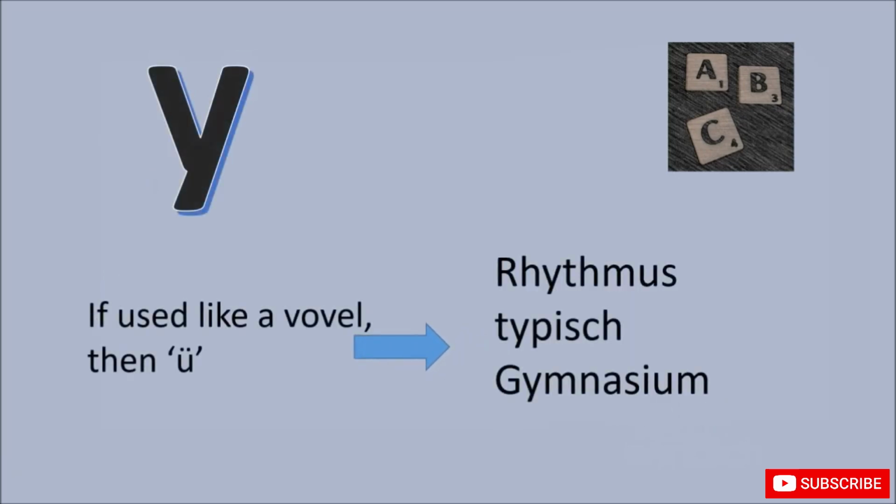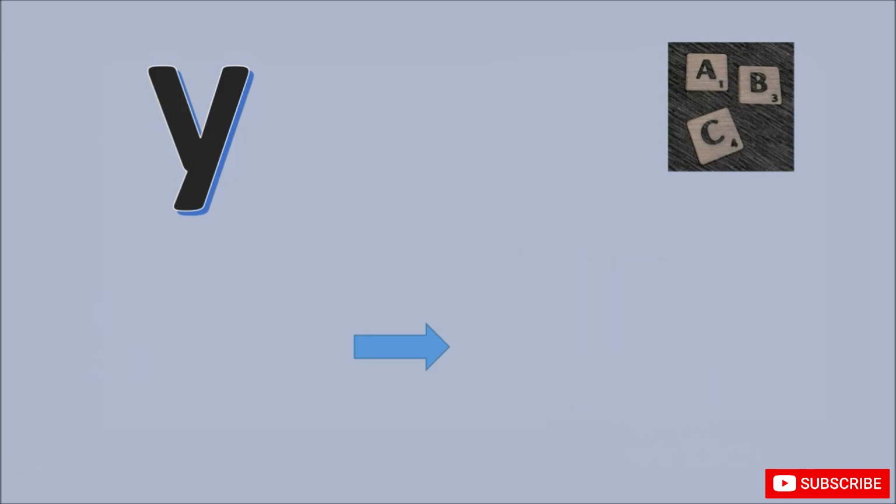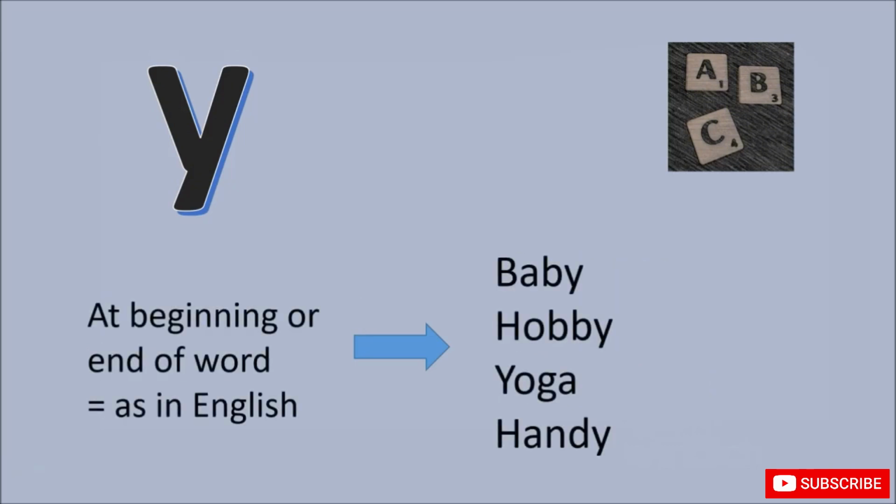The Y, if it's used like a vowel, then it's pronounced like the U umlaut, Ü. Rhythmus, typisch, Gymnasium. If it's at the beginning or an end of a word, then it's pronounced like in English. If you look at those words, they're all English words. Baby, hobby, yoga, handy.